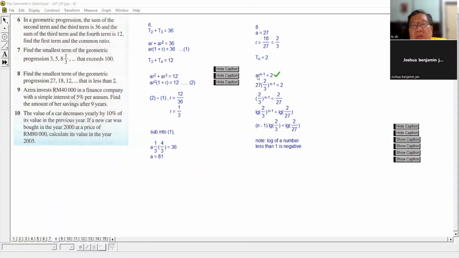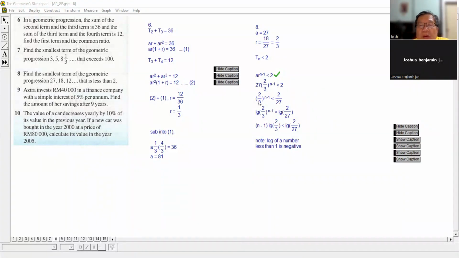So the next step will be replace the A with 27, because I know A is 27. Then replace the R with 2/3, because I know the R is 2/3. Then this is the inequality. So now we have to simplify this inequality. You cannot do anything to this 2 over 3, because the whole thing is enclosed inside this n minus 1 there. So just leave it as 2 over 3 to the power n minus 1. But the 27 you can bring over. So you bring over 27, it is 2 over 27.